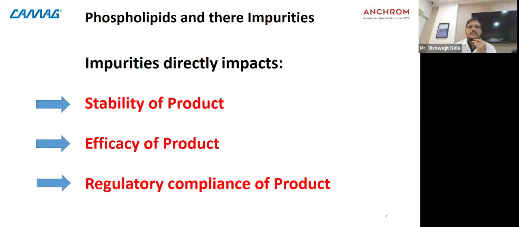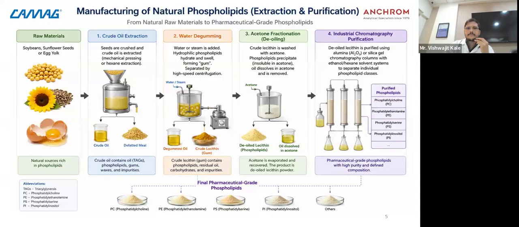So during product manufacturing, mostly as an excipient, you are using phospholipids, and if any impurity is detected in that excipient, it directly hampers the product quality, its stability, efficacy, and ultimately it results in regulatory compliance failure. So we use different strategies to analyze impurities of phospholipids. Now the question arises, how are impurities coming into the picture, how are impurities forming along with the main API substances of phospholipids?